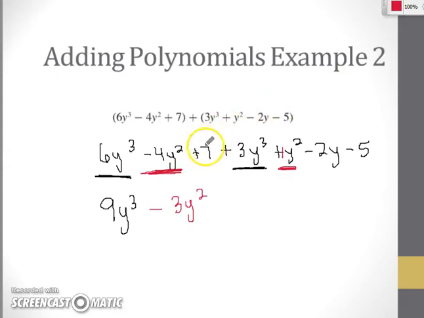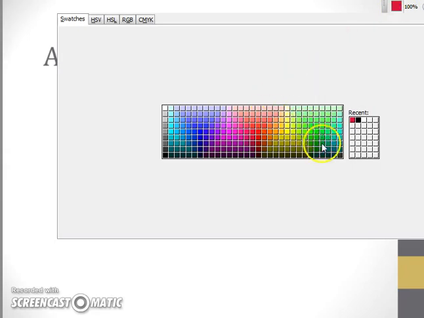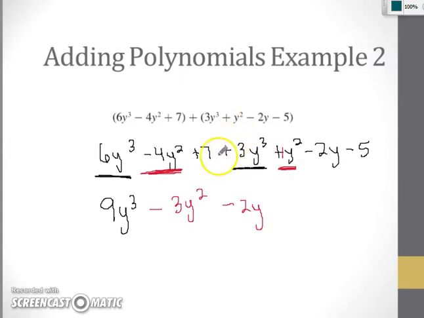We have a 7 and a minus 2y and a minus 5. This minus 2y can't be added with anything, so we'd write it as a minus 2y. And then for our last one, we have a plus 7 and a minus 5. Think of it as 7 minus 5. That equals a positive 2. So this would be our answer. We can't simplify it any further from there.